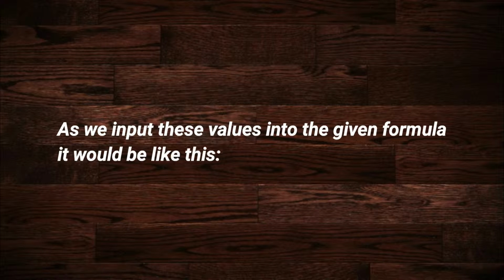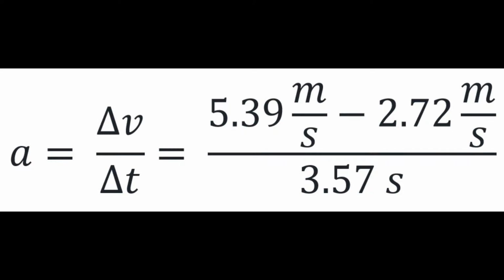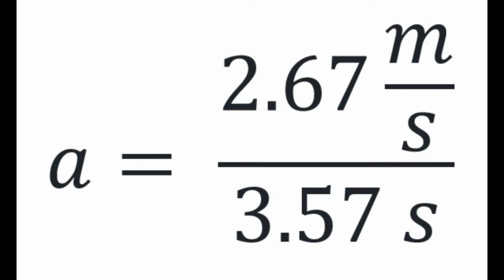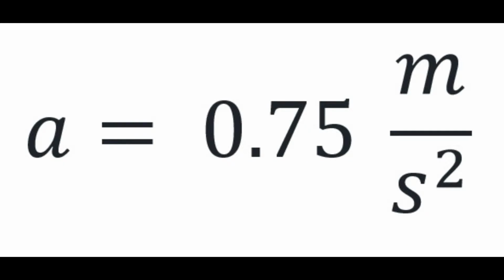As we input the values into the formula, it would be like this. a is equal to delta v divided by delta t. Since delta v is final velocity minus initial velocity, we input our values: a is equal to 5.39 meters per second minus 2.72 meters per second, divided by time, which is 3.57 seconds. After subtracting the final and initial velocity, we get 2.67 meters per second divided by 3.57 seconds. Dividing the two terms, the final answer would be 0.75 meters per second squared.